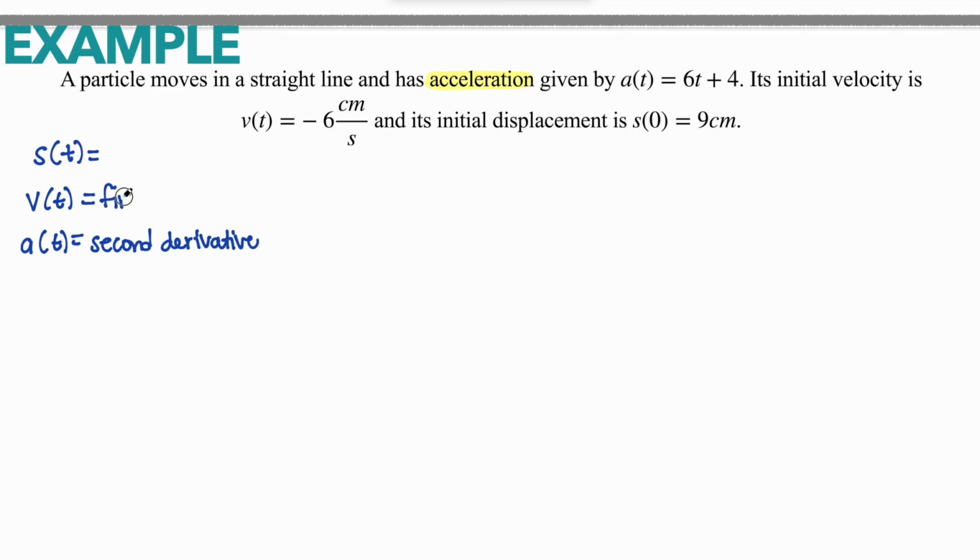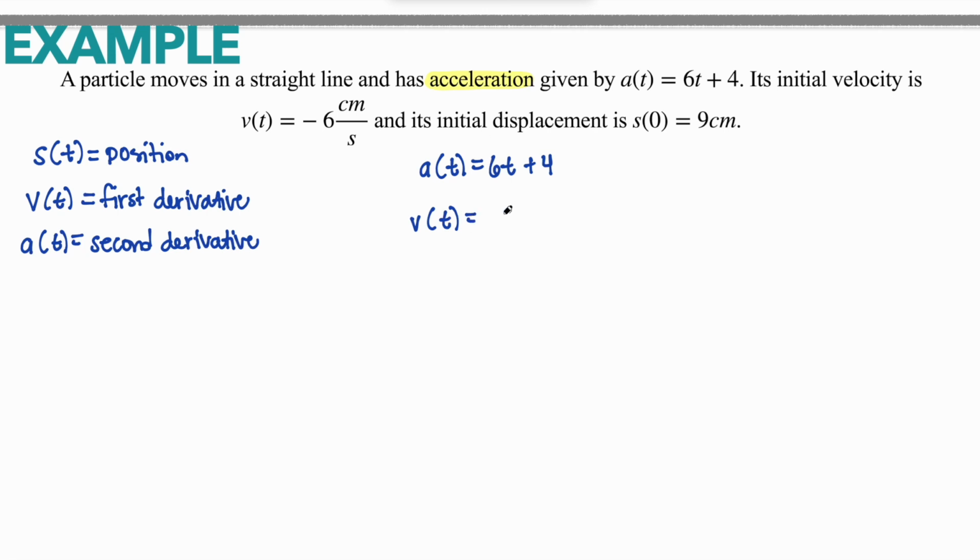Velocity is the first derivative, and the original was the position. So in this case, they tell us the acceleration. I know that the acceleration was 6t plus 4, and I need to find the velocity, which means I need to go in the reverse order.